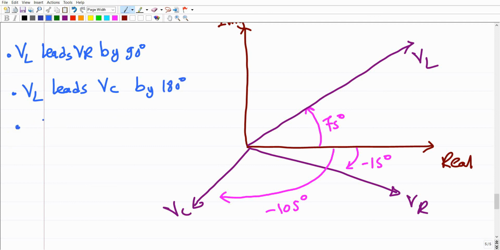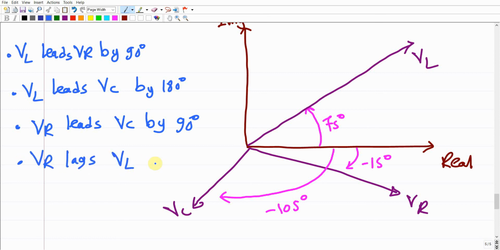How about VR in relation to VC? So VR leads VC by how much? How much is this angle? If you subtract negative 150 from negative 15, this gives us the difference. Forget about the signs, it gives us 90 degrees. So it leads by 90 degrees. But how about VR? It lags VL by 90 degrees, and so on. All of these statements are correct.